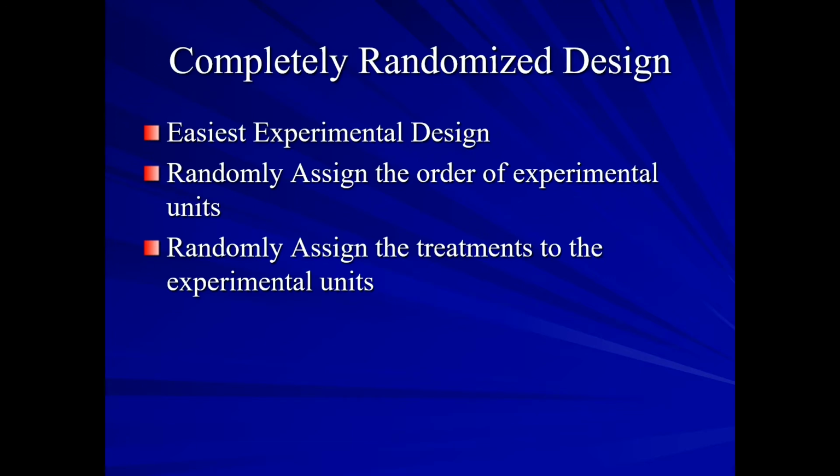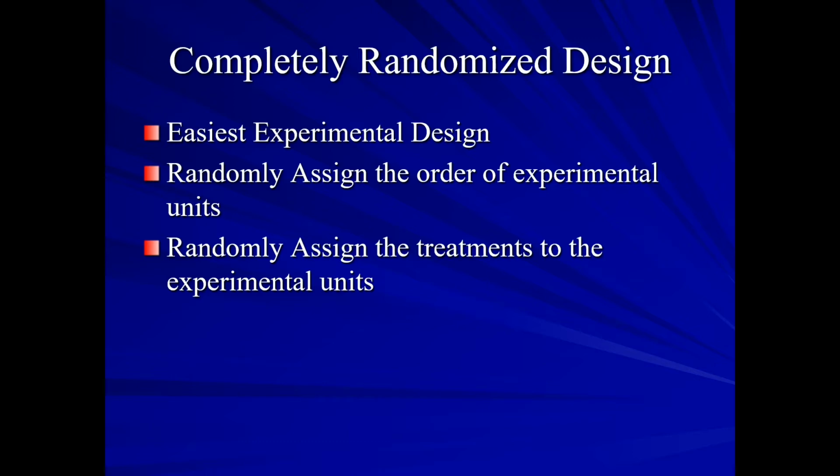These are the easiest experimental design. In a completely randomized design, we randomly assign the order of our experimental units. However, once we've randomly assigned our order of experimental units, we also want to randomly assign the treatments to these experimental units. Now, what would this mean?